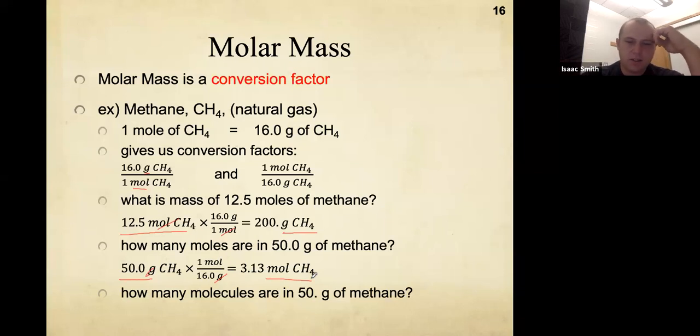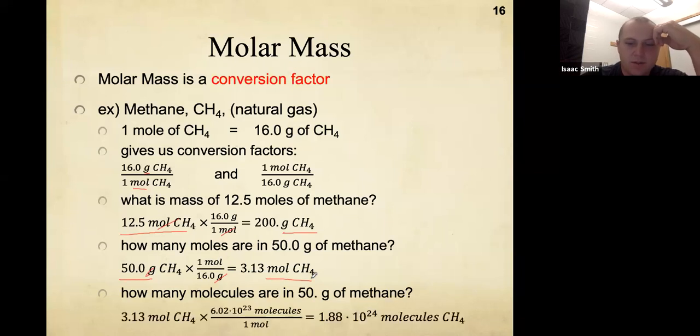Also, you can go to molecules. Okay, how many molecules are in 50 grams of methane? So let's see. Oh, it's just using this first one here. So we know that 50 grams of methane is 3.13 moles of methane. So we can put that down here. And then to go from moles to molecules, we use Avogadro's number to get us here.